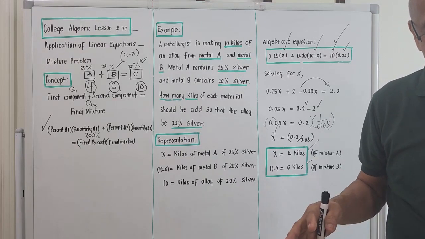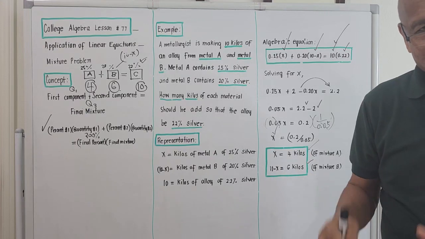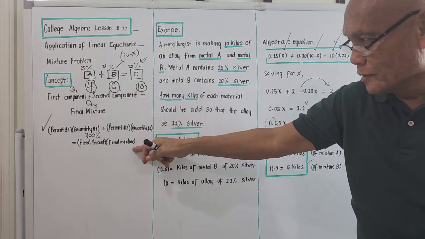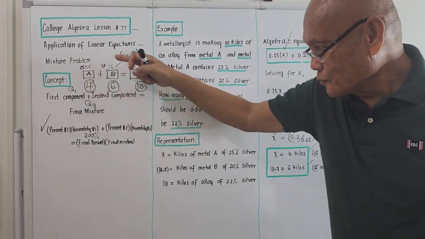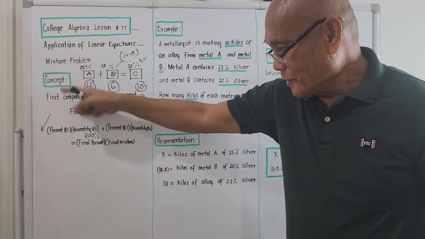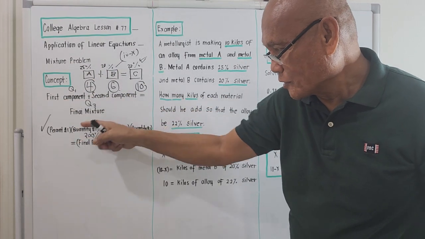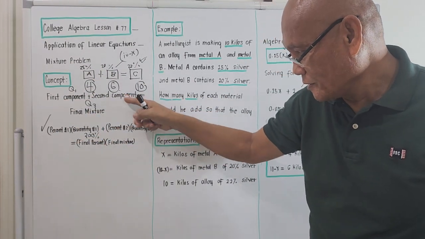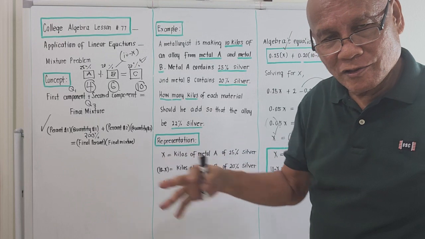And the only concepts needed in the formulation of the algebraic equation are these two concepts here. First component plus second component equals the final mixture. For each component, it will be the percentage times the quantity. As simple as that one.